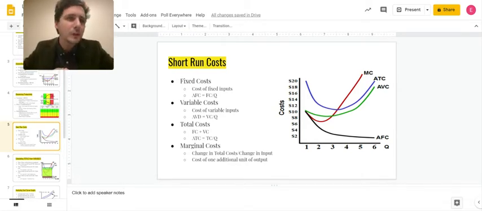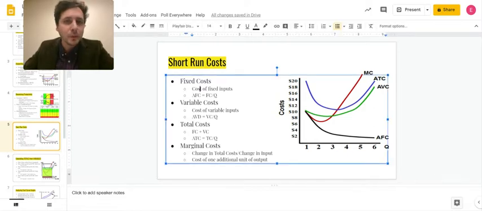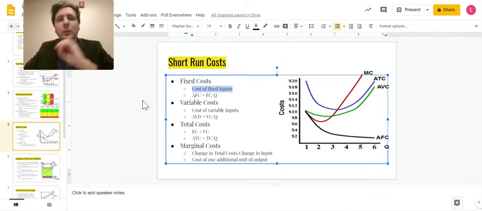So electricity falls into this, most utility bills. These are costs that don't change when I'm producing more. If I'm making more pizza, I don't need more electricity necessarily than I was having before, or more internet, right? That's the idea. So it's the cost of those fixed inputs needed to produce. That's fixed cost. It doesn't change, right? And even when I'm producing zero, I still have fixed costs.